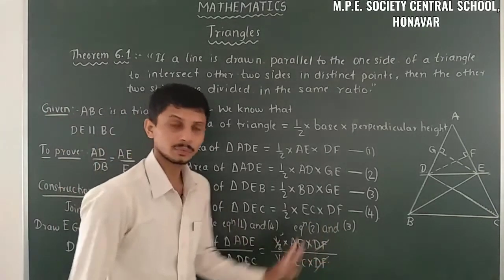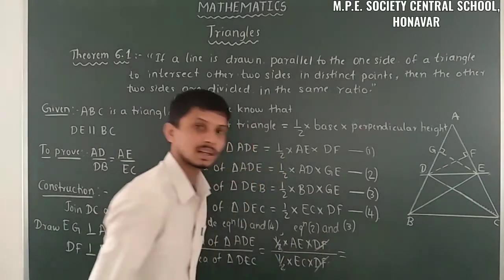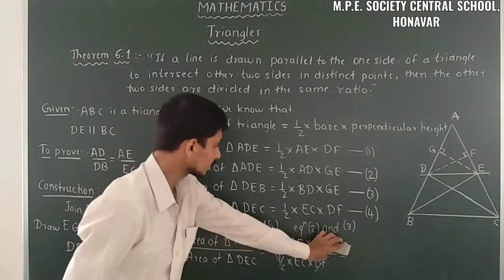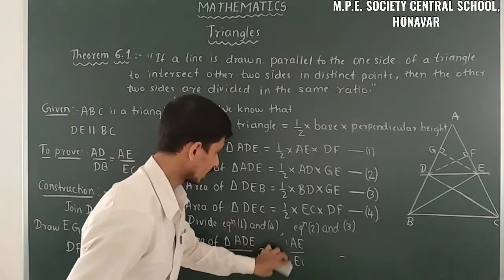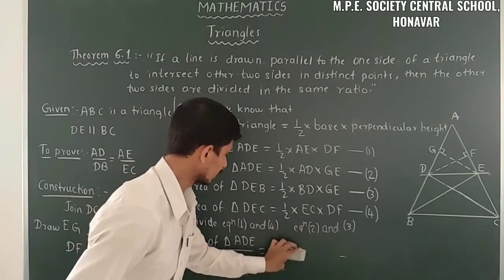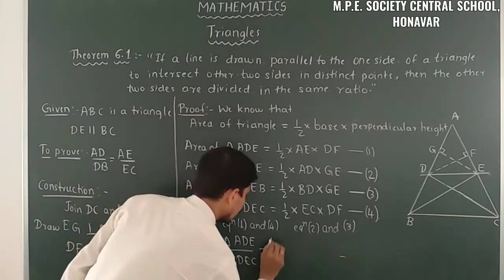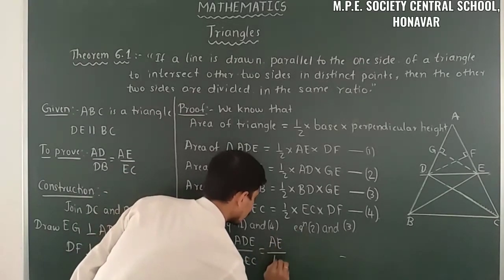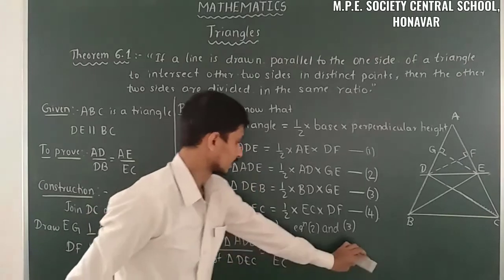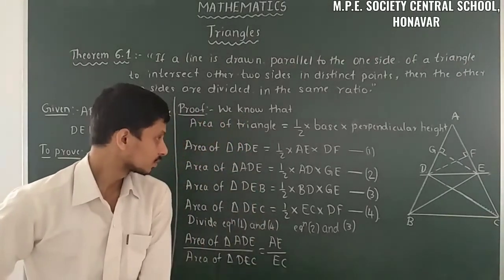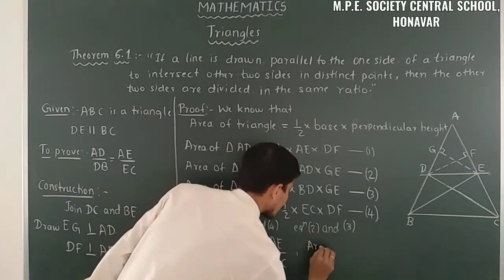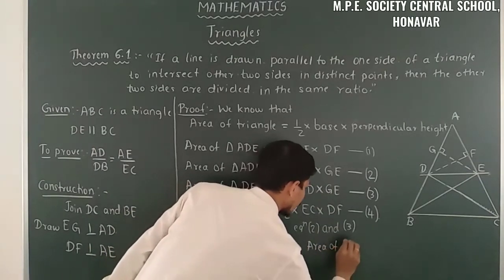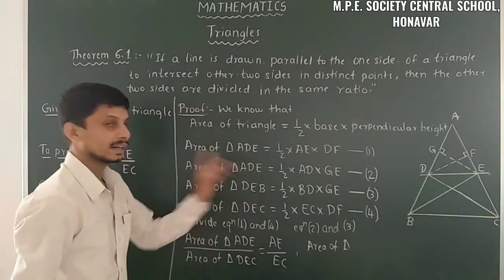So after that we have to write this one. Here I will rub this part and then write that. AE by EC, we have AE by EC. Yes. Then let us take equation 2 by 3, that is area of triangle ADE.